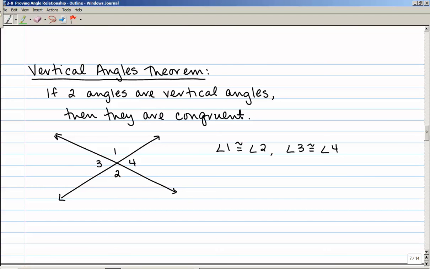Vertical angles theorem. If two angles are vertical angles, then they are congruent. Remember, vertical angles are formed when lines cross, and those are the angles that are opposite each other. So angles 1 and 2 are vertical angles, so angle 1 is congruent to angle 2. Angle 3 and angle 4 are vertical angles, so angle 3 is congruent to angle 4.